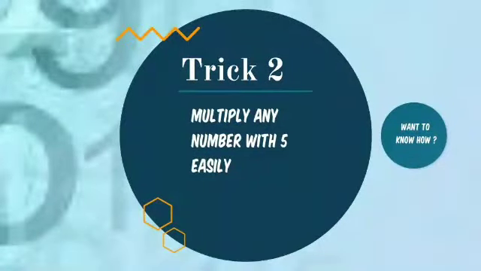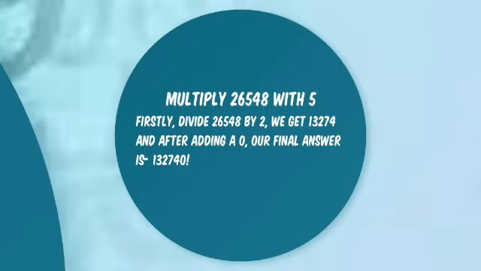Moving forward to our next trick, trick number 2. Multiply any number with 5 easily. To understand this, let us take an example and try multiplying 26548 with 5. The normal method is quite lengthy. So instead, what we can do is divide the number by 2 and add a 0 in the end. Yes, and that's the answer.